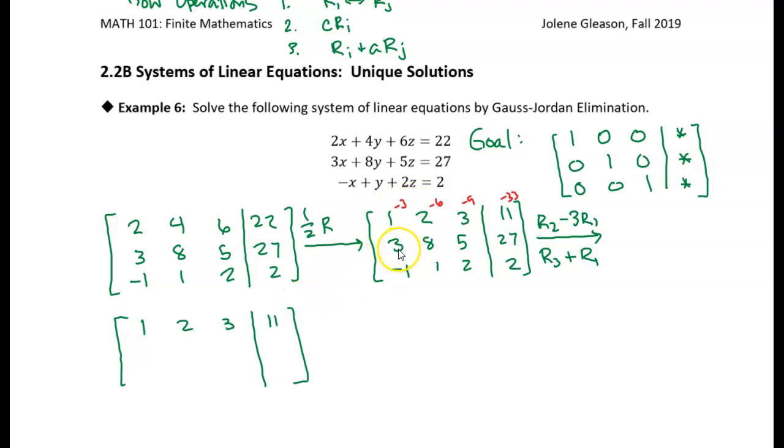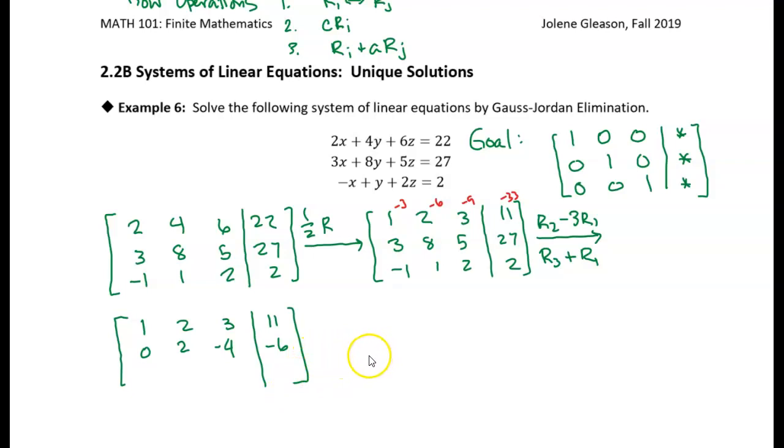So 3 plus -3 becomes 0. 8 minus 6 is 2. 5 minus 9 is a -4. Right? Let me make sure. -4. And then 27 minus 33, I believe, is a -6. I have to keep checking my answers, to make sure I'm doing this right.